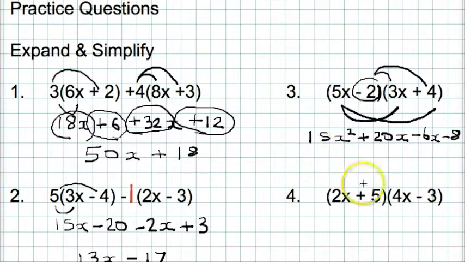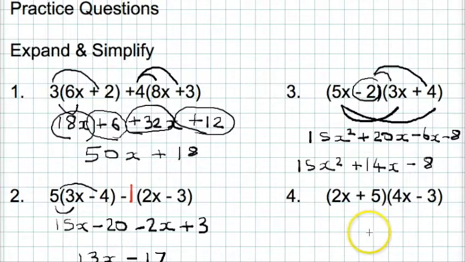If we now simplify just the x terms, remember, we're left with 15x squared. 20x take away 6x gives us a positive 14x. And then we've got the 8 on the end.